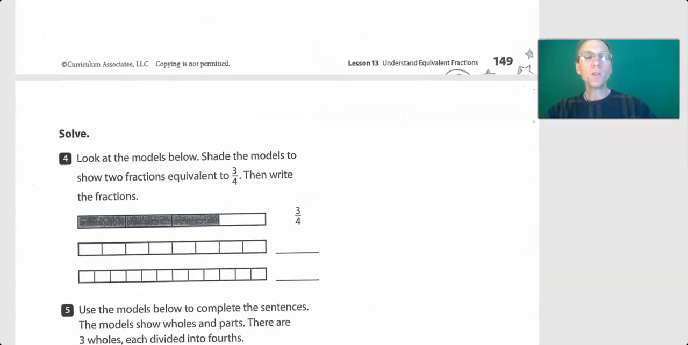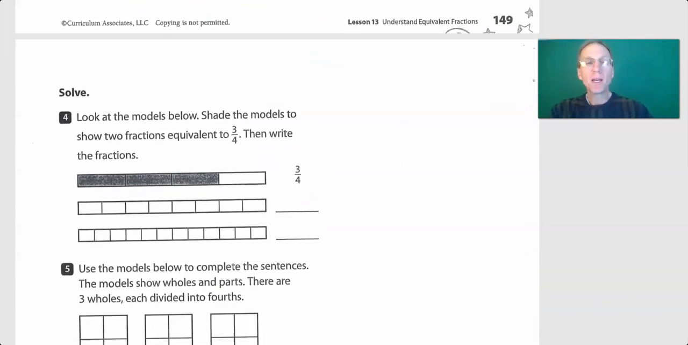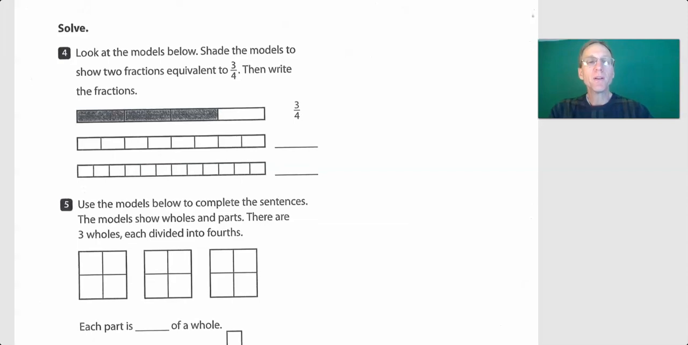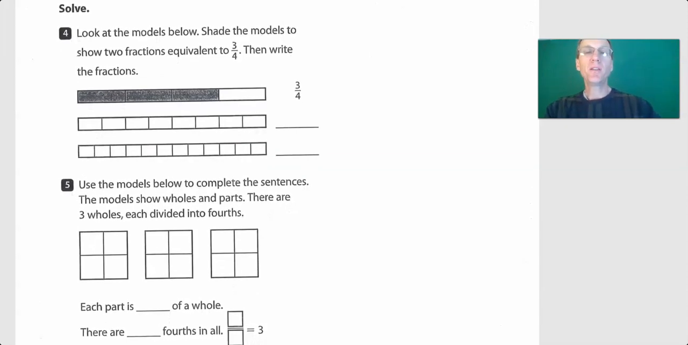Okay? Alright, and again, you can stop this video and go back and look at some of these things, okay, to help yourself out there. Alright, so this one says, look at the models, shade the models to show 2 fractions equivalent to 3/4. So here, this first one is, I don't know if you can see that all the way, but basically there's your Twizzler or your pizza, and you can see you've got 1 piece, 2 pieces, 3 pieces, 4 pieces right here. Okay, so that's 3, and there's 4 to make a whole.